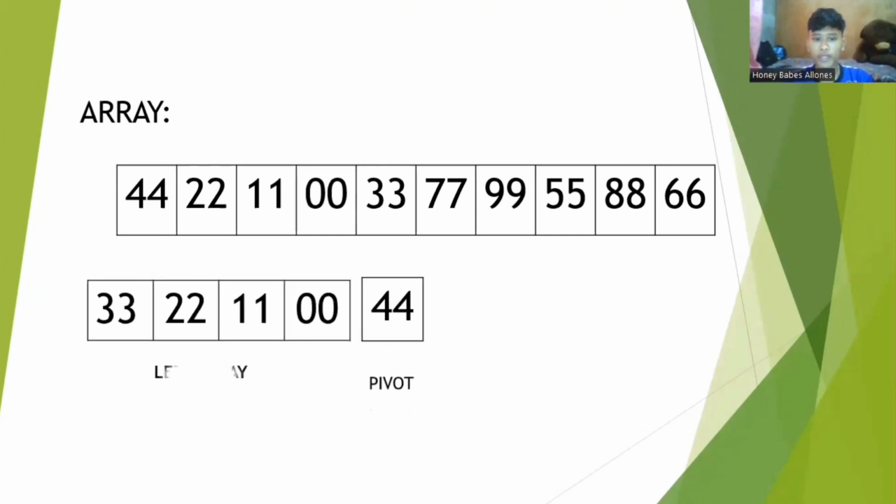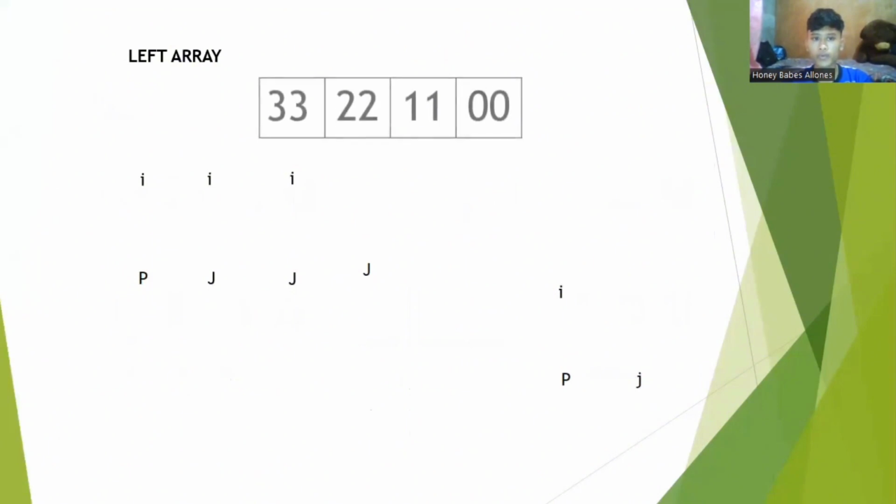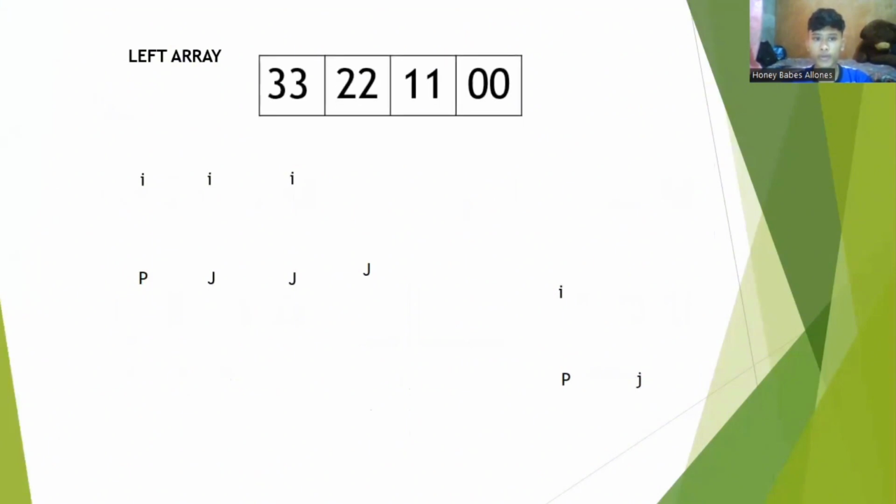The left array is the elements less than our pivot, which is composed of 33, 22, 11, and 00. Our right array is greater than the pivot and is composed of 77, 99, 55, 88, and 66. So we're going to start with the left array.